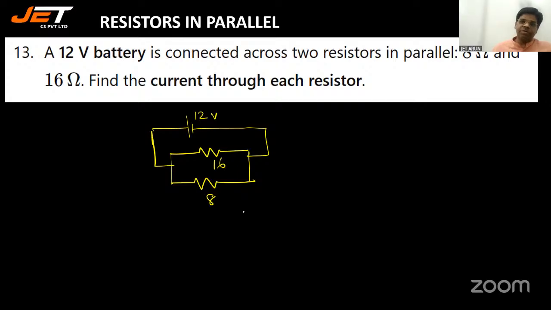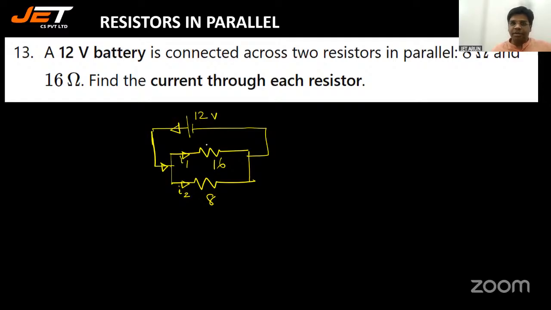Multiple ways are there, but we'll go for the easiest way. What happens basically here? The current in the circuit comes over here at this junction and gets split into I1 and I2. We've got to find I1 and I2. So how do we do this? Look at this. This is in parallel.